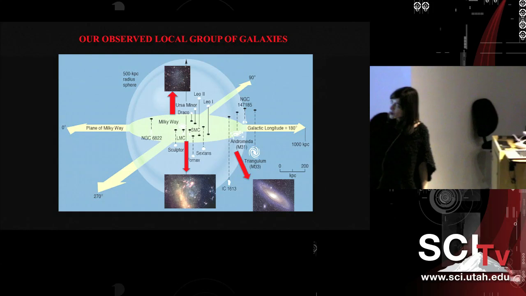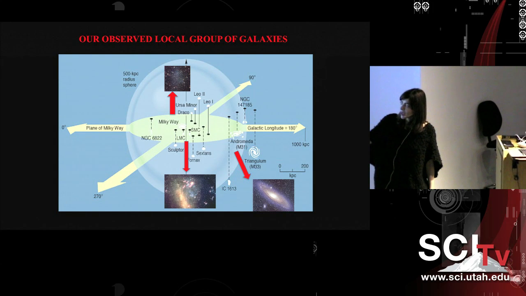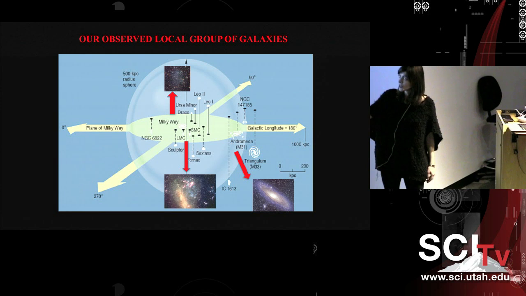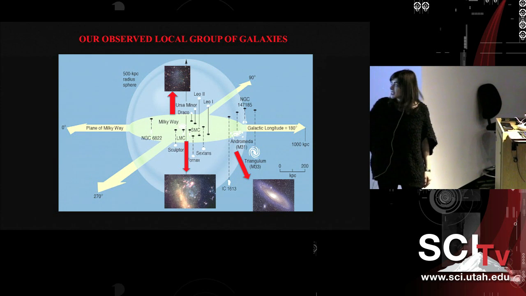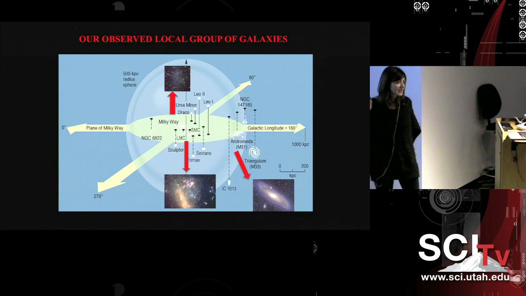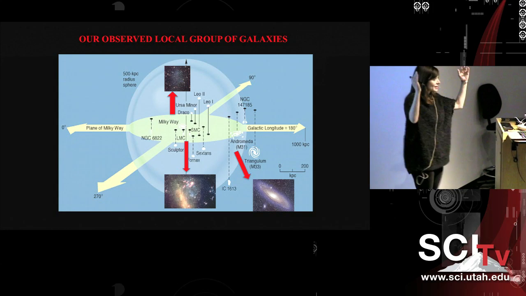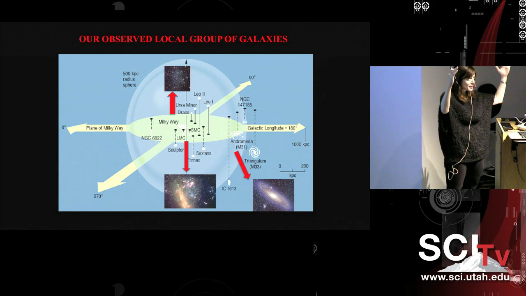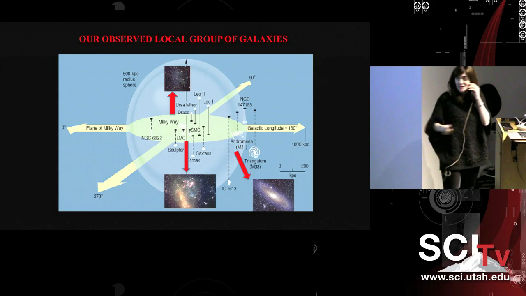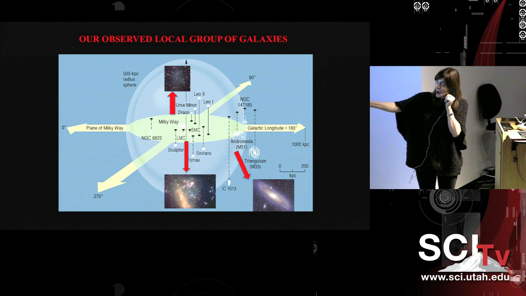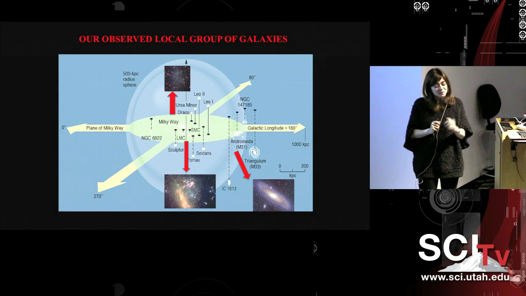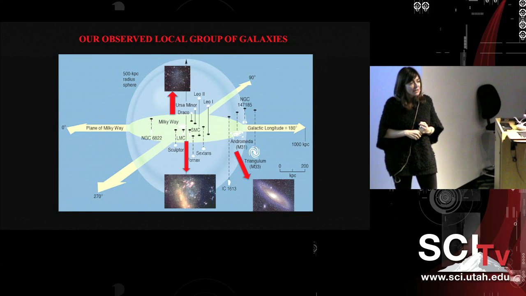Among the most famous are a pair of dwarf galaxies, which are called the Magellanic Clouds. They are very well known since ancient times. When they look at the sky, you can see the Magellanic Clouds from the southern hemisphere. They are called the Large Magellanic Cloud and the Small Magellanic Cloud. This pair of dwarfs is very interesting. Well, first of all, because they are the largest dwarfs that we have around the Milky Way.